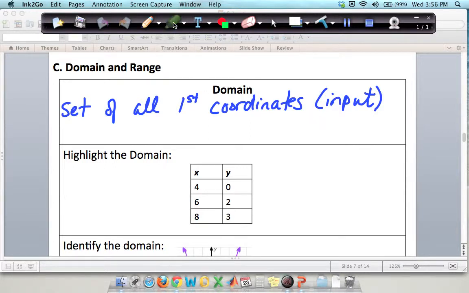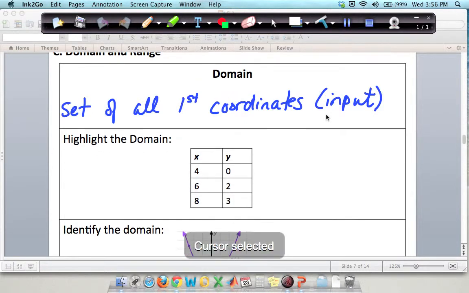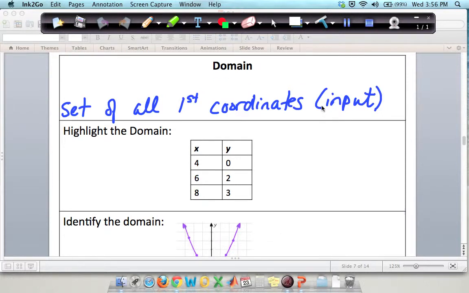So for this, we're going to start with a table, and we're going to highlight our domain. Okay. And so I would highlight 4, 6, and 8. This is my domain, just the first coordinates.